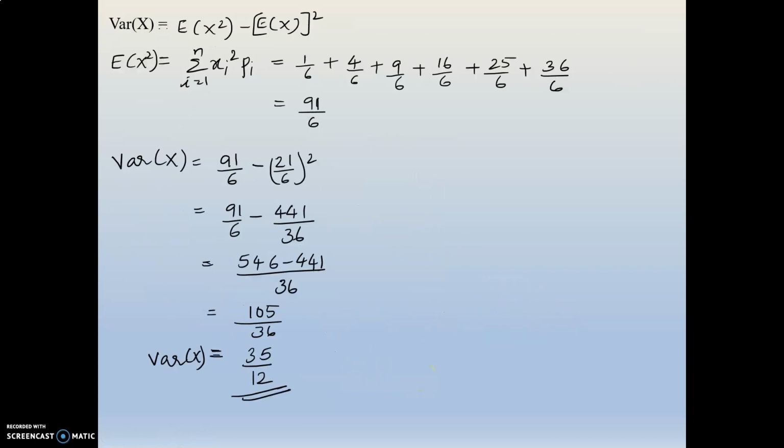Now to find variance of x: expectation of x square minus expectation of x whole square. To find this value, we are substituting, multiplying x1 square p1 plus x2 square p2 and so on. So substituting all these values by multiplying, you will get 91 upon 6. I will substitute these values in this one. In the place of expectation of x square, 91 upon 6 minus 21 upon 6 whole square, 91 upon 6 minus 441 upon 36. Then taking LCM and solving, you will get 35 upon 12 is the answer for this question.